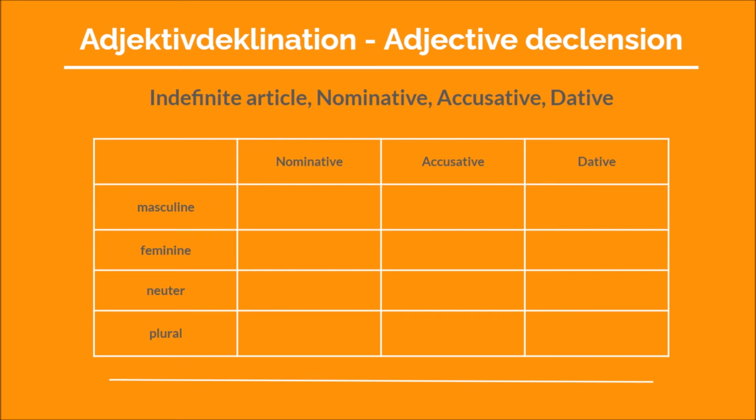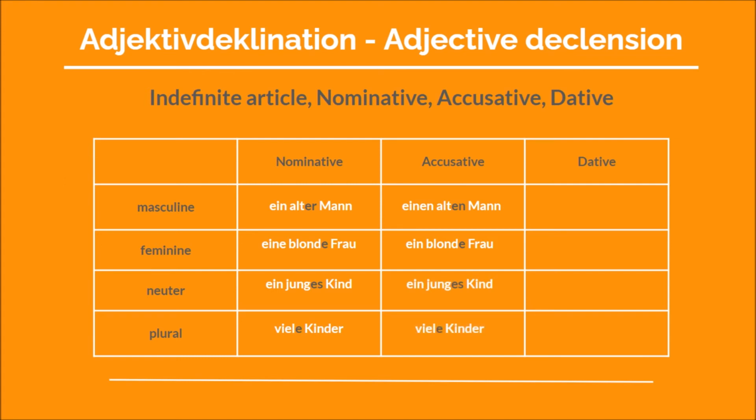When we have a look at the adjectives that come with nouns that have indefinite articles, we will see the following endings. Ein alter Mann. Eine blonde Frau. Ein junges Kind. Viele Kinder. In accusative: einen alten Mann. Eine blonde Frau. Ein junges Kind. Viele Kinder.